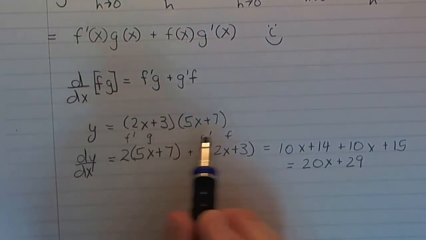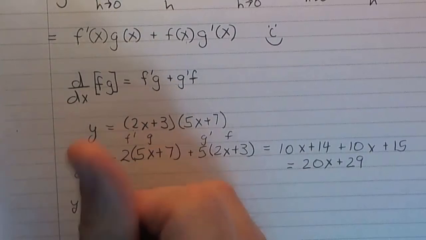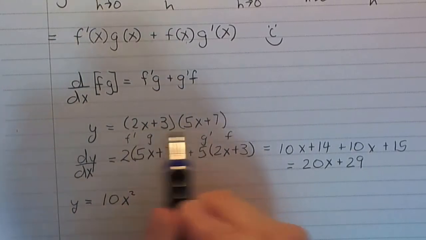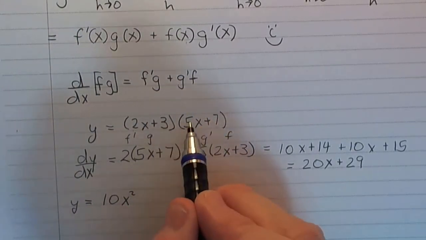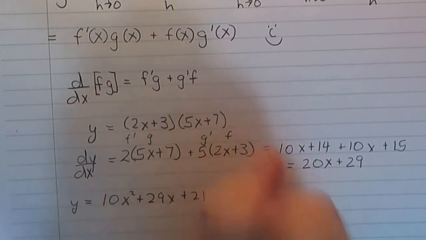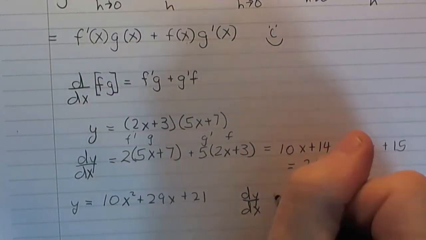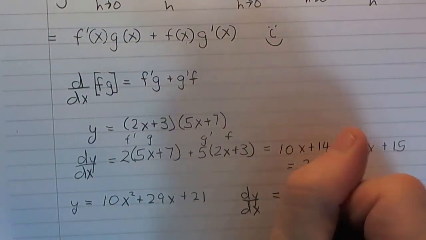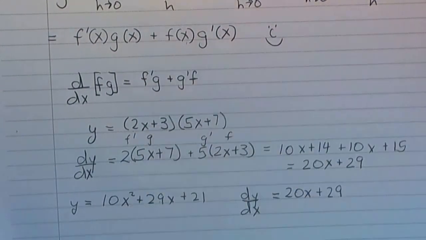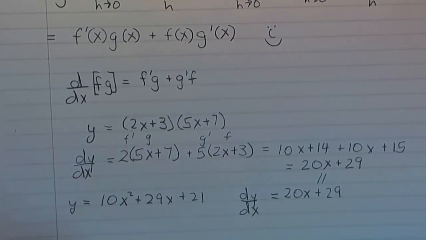In this case up here, we could have multiplied everything out. In other words, I could have just said, okay, if I multiply this out, I get 10x squared. See? 10x squared. And here's 14 plus 15, that's 29x plus 21. And then if I differentiate that using the power rule, I would go in 2 times 10 is 20. And then the derivative of 29x is just 29. And there it goes. Notice I get the same thing. But this is how we use the product rule.